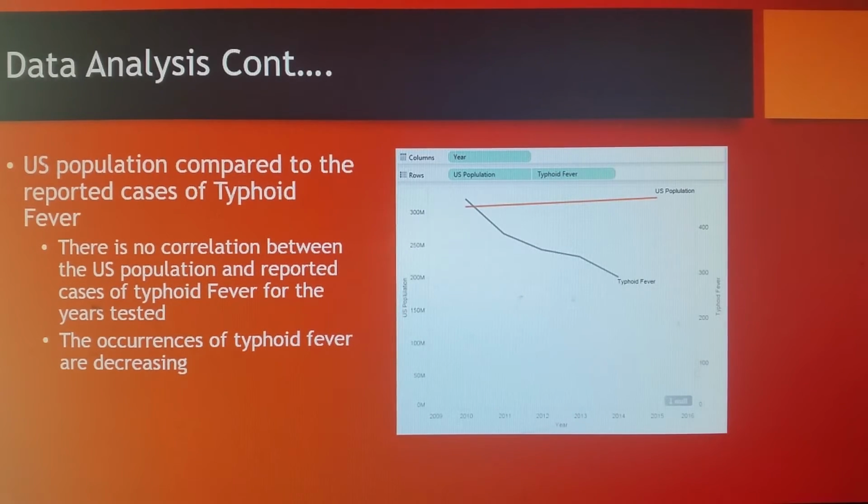The next chart shows the U.S. population and the new cases of typhoid fever. There is no correlation between the two variables. The chart shows that typhoid fever has been steadily decreasing in the United States since 2010. This could be due to additional vaccines being given to fight the disease within the United States.